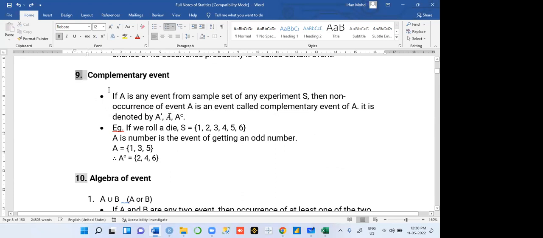Sir, I missed point 8. Sir, no need to write point 8. I'm saying you write complementary event as 8 for you. Okay. Okay.